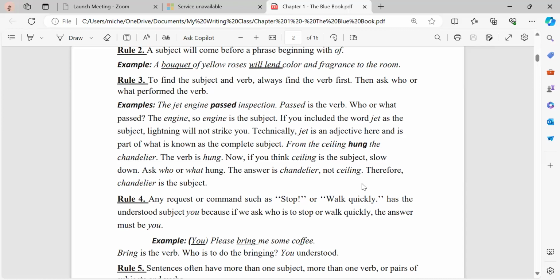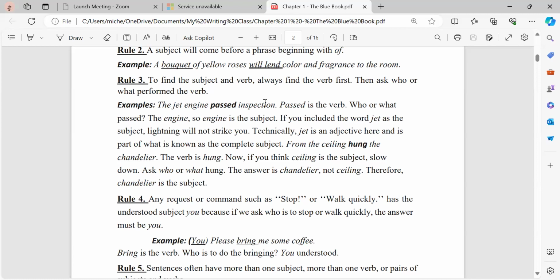Okay, so rule number 3 is to find the subject and verb. We have to always find the verb first and ask who or what performed the verb. Here are some examples. There are actually a few examples, not a long one. The jet engine passed inspection. "Passed" is the verb. Who or what passed? The engine, so the engine is the subject.